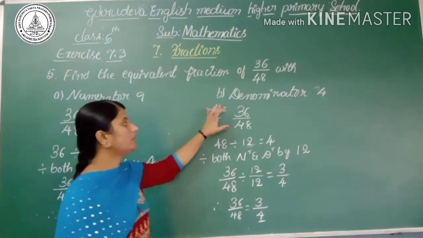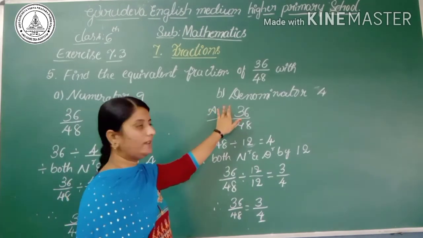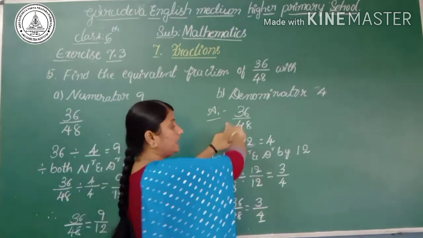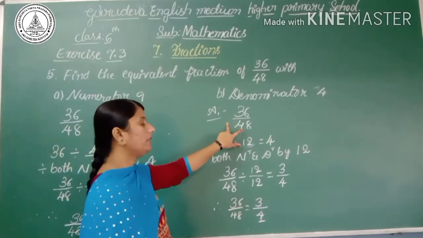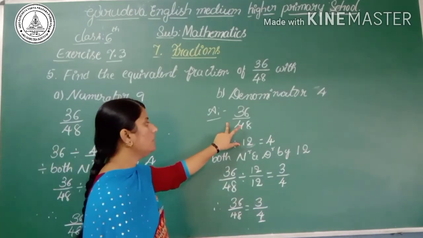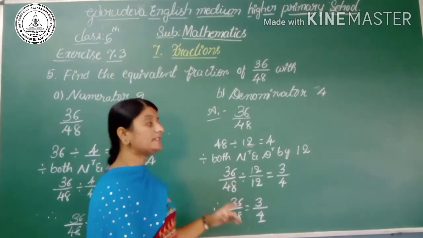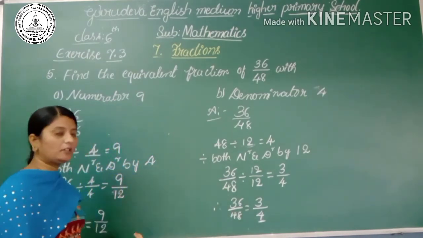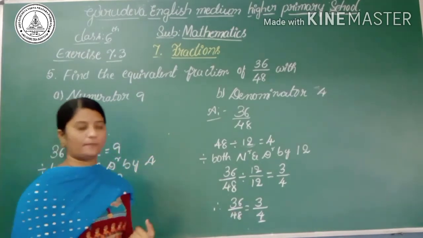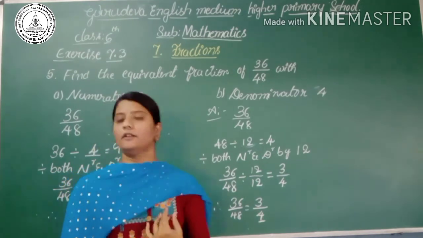Once you observe the numerator, if they are asking for the denominator, observe the denominator. If it is greater than the given denominator number, we have to divide. If it is less than the given number, we have to multiply. Okay, then let's go to the sixth one.